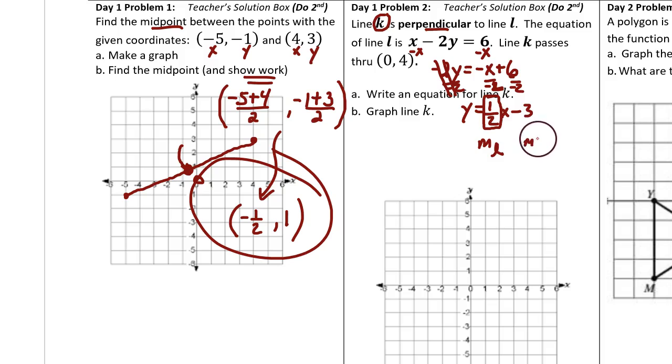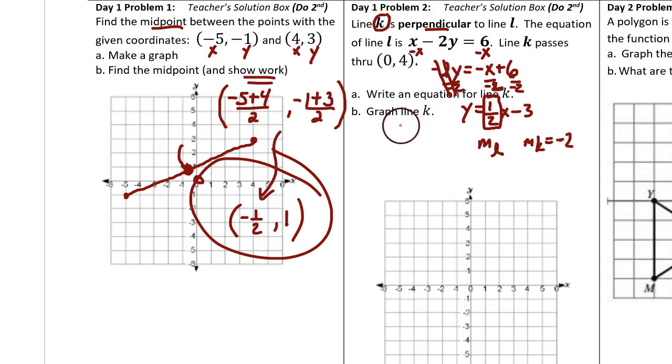Now let's get the slope of line K. K is perpendicular to L. So what's the connection of slopes for perpendicular lines? They are opposite reciprocals. What's the opposite reciprocal of 1/2? It's -2/1, or -2 for short. Our line K that we're asked about has a slope of -2.